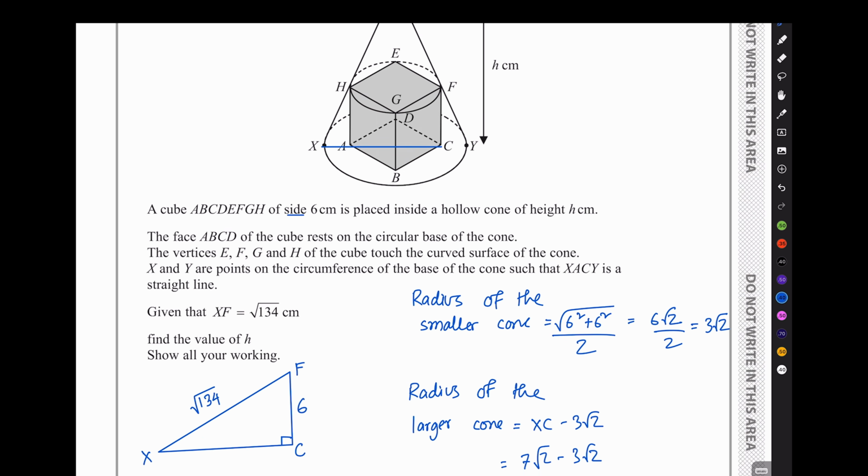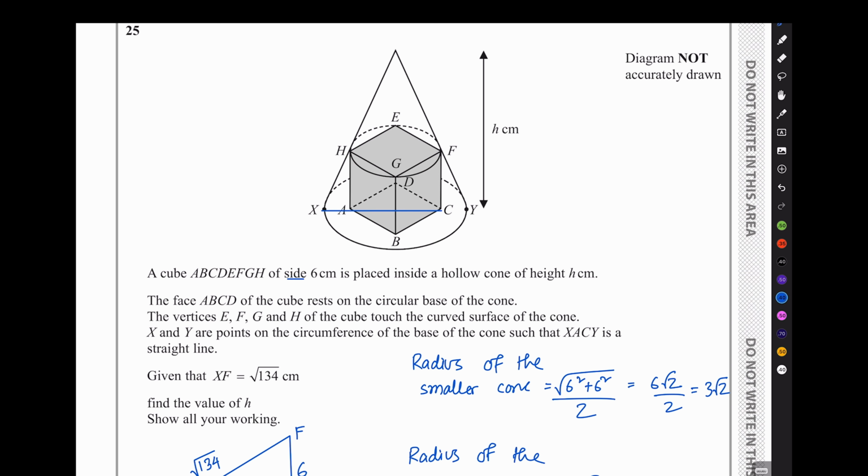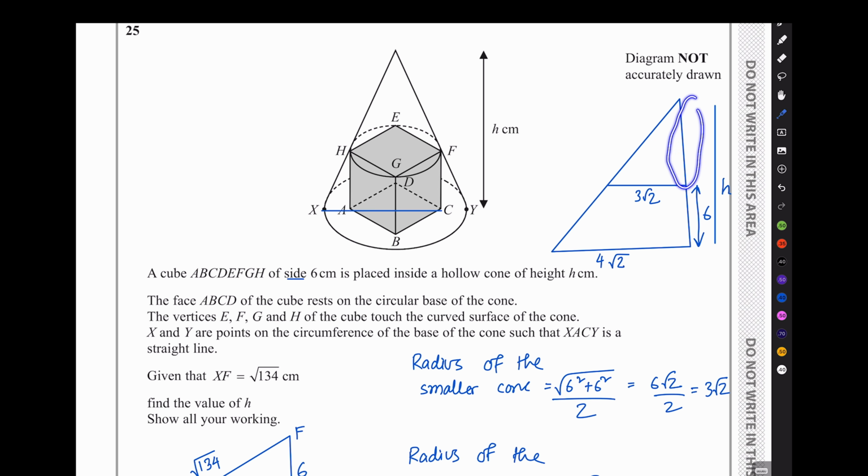Now what do I do? Let me just draw a side view of the entire thing. Then it's going to be simpler to visualize. Okay, so the entire length is h, and this portion is 6. This is 4 root 2, and this is 3 root 2. To use similarity, I actually need to find this length.